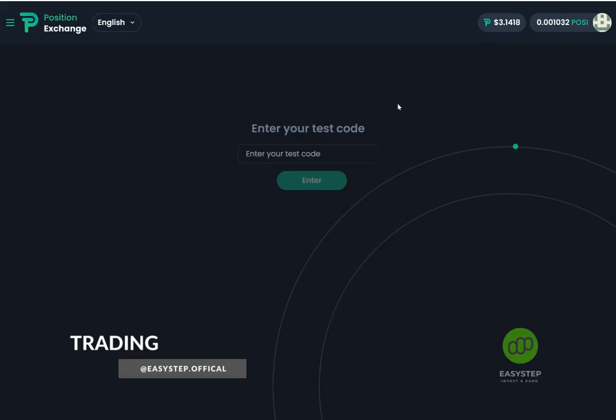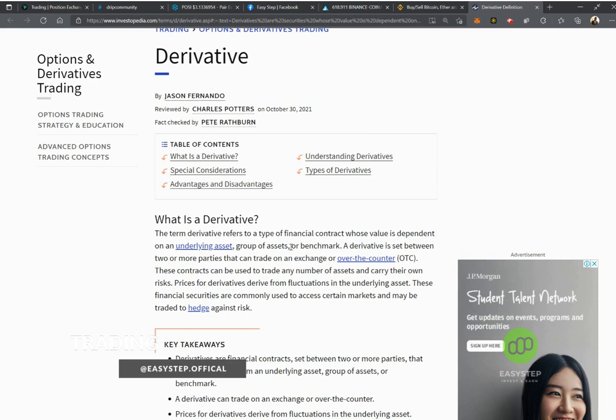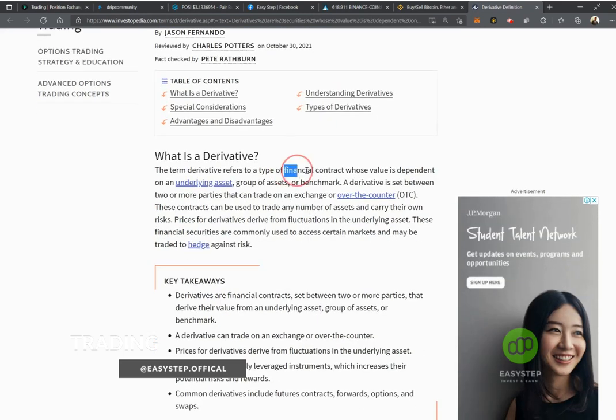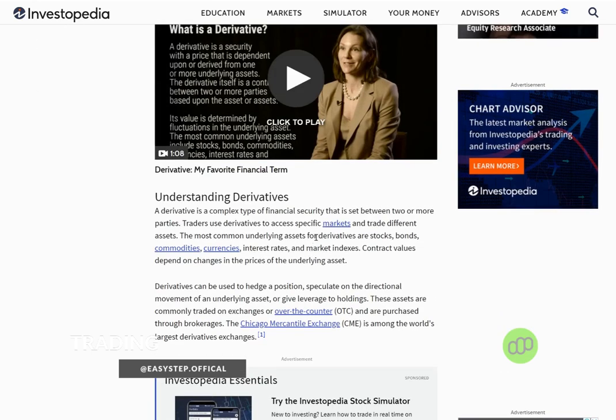Now, the trading platform is a trading protocol where investors will be able to buy derivatives or futures. Now, what are derivatives? Derivatives, according to Investopedia, is a term that refers to a type of financial contract or financial security whose value is dependent on an underlying asset, group of assets, or benchmark. Now, the underlying assets could be, we'll scroll down here, stocks, bonds, commodities, currencies, interest rates, and market indexes.